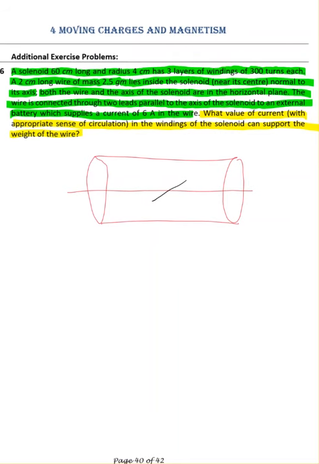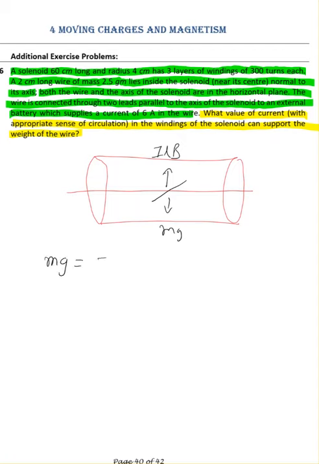Look at the question, how much current we should pass so that the wire remains suspended, it can support the weight. Now who can be the weight? Gravity is responsible for weight. Who can be the opposite force to the weight? So I can say that if gravity is acting downward, ILB can be the force balancing the gravity. So if I want the wire to be suspended, mg has to be balanced by ILB.